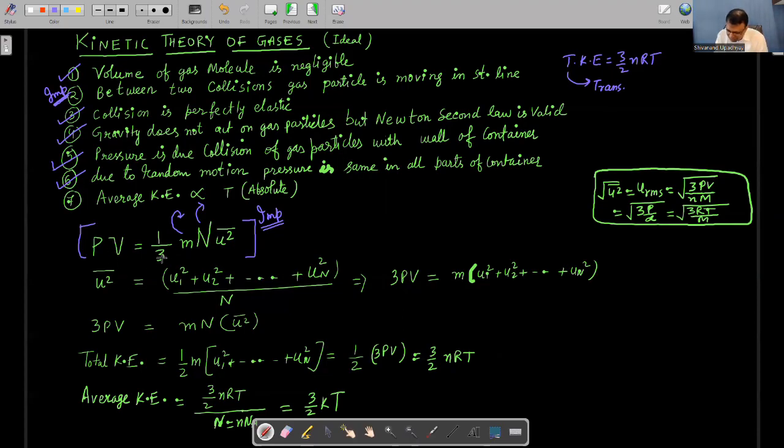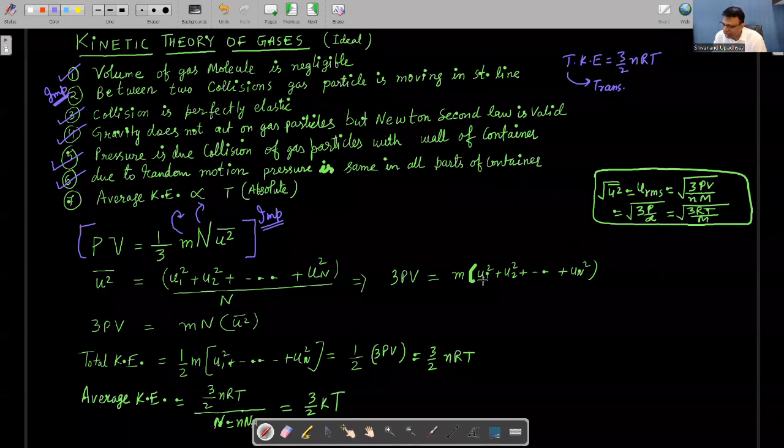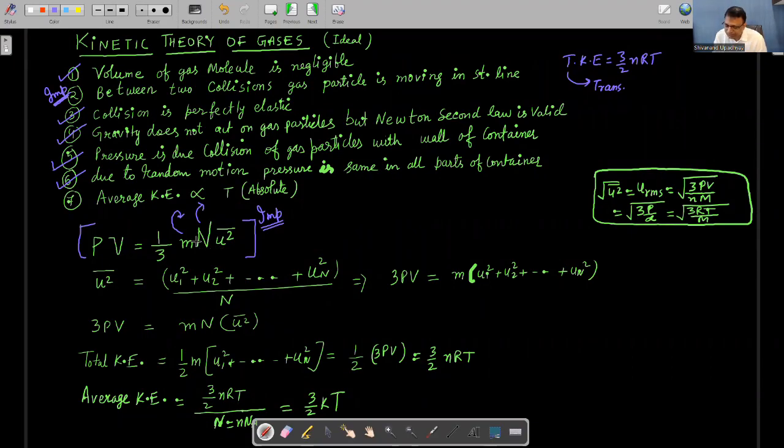So from here, if you simplify, if you put 3 on this side, I can write 3 times PV is equal to m into N. From here if I bring this N on the left hand side, I can write that N into u square mean is equal to u1 square plus u2 square plus dot dot dot. So here in this equation 3 times PV, in place of N into u square, I have put this value from here. So we can write 3 PV is equal to m into u1 square plus u2 square.